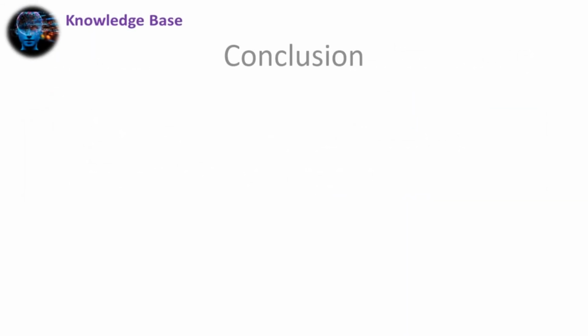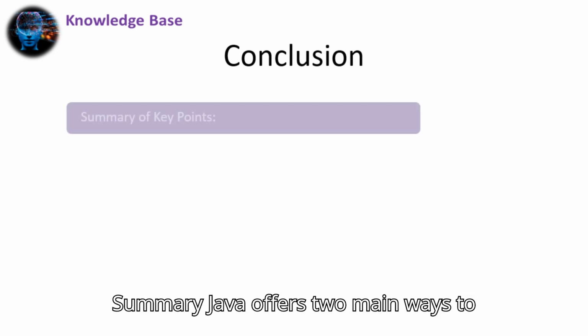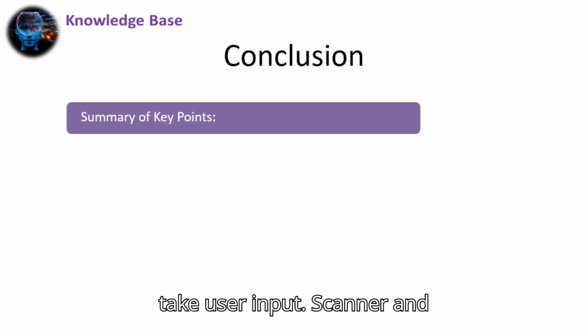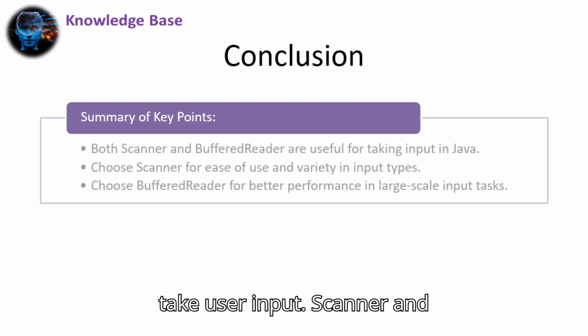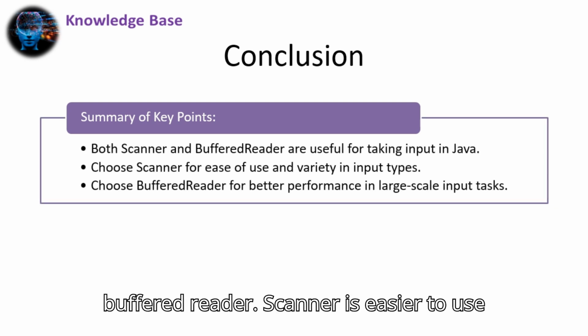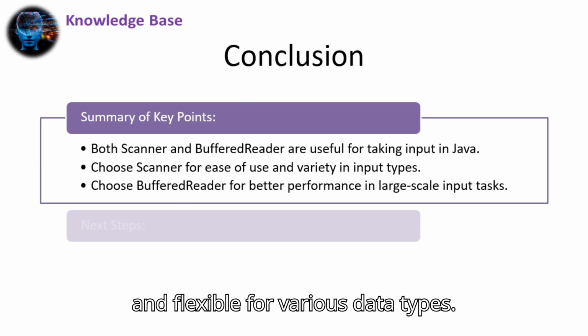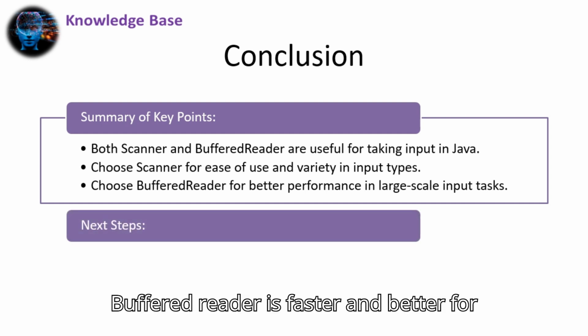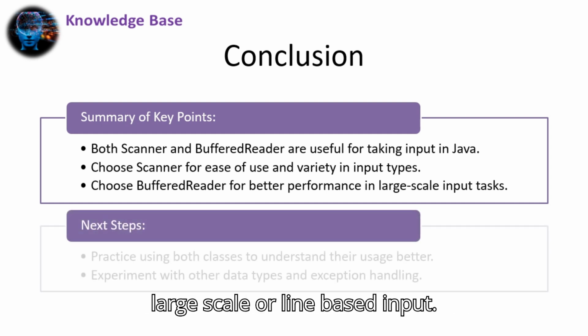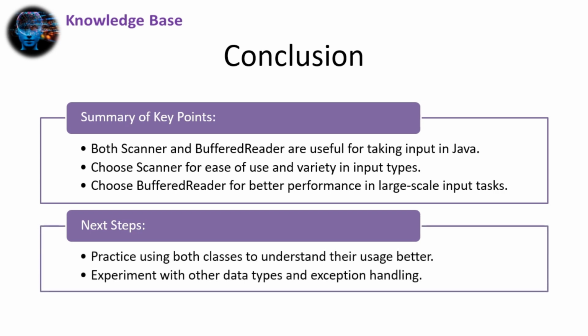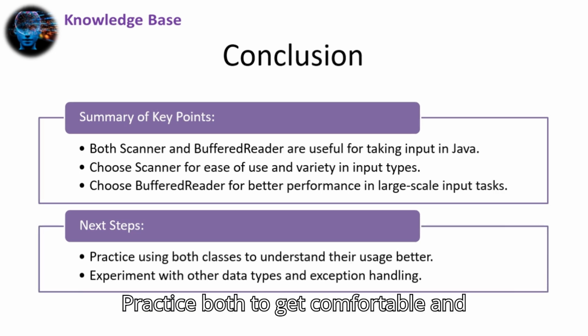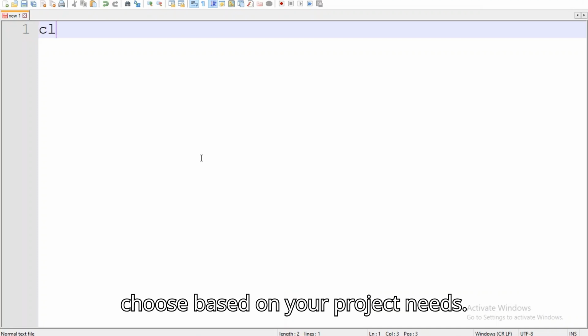Summary. Java offers two main ways to take user input: Scanner and BufferedReader. Scanner is easier to use and flexible for various data types. BufferedReader is faster and better for large-scale or line-based input. Tip: practice both to get comfortable, and choose based on your project needs.